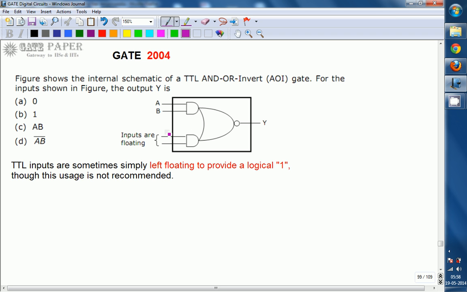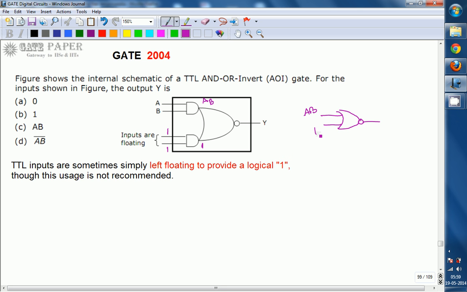So this is logic 1, and this is also treated as logic 1. So logic 1 and logic 1 go into this AND gate. 1 into 1 is 1, which will be the output of this AND gate, and A into B is AB, which is the output of the other AND gate. Now there is a NOR gate with inputs AB and 1.